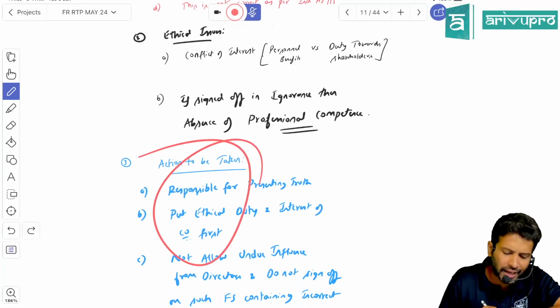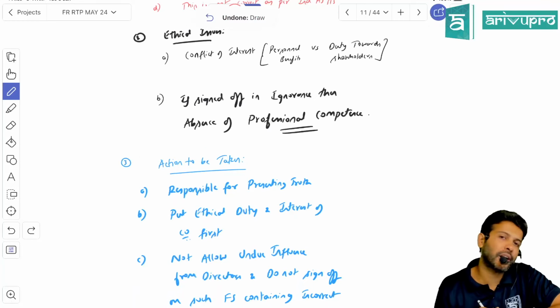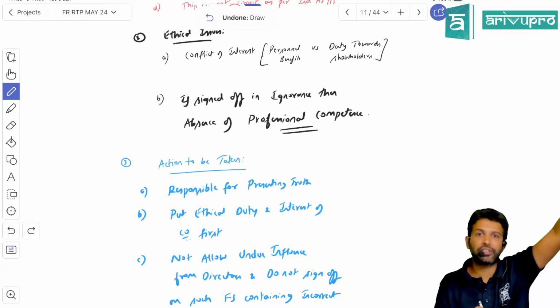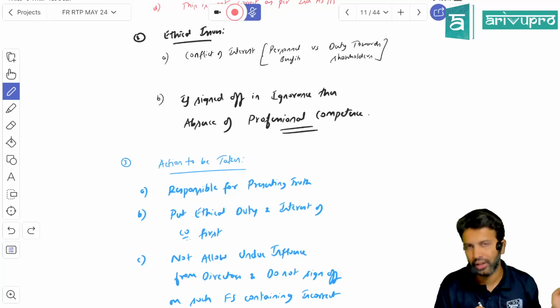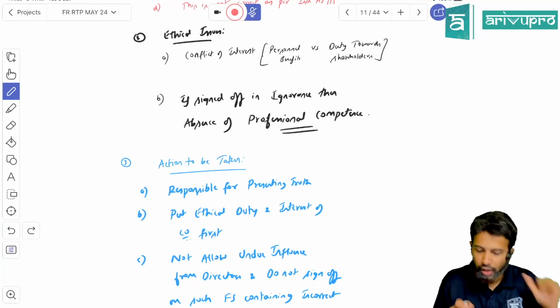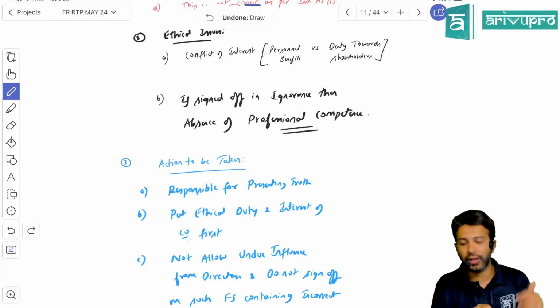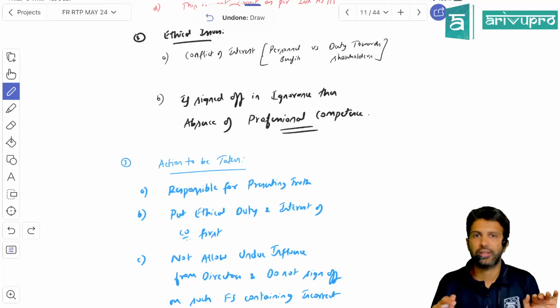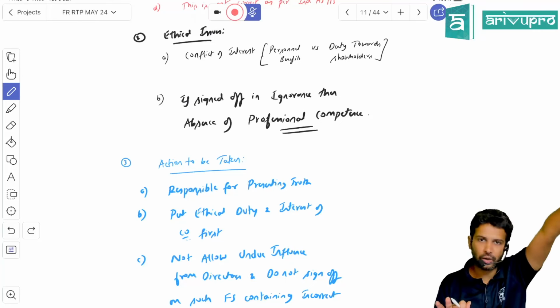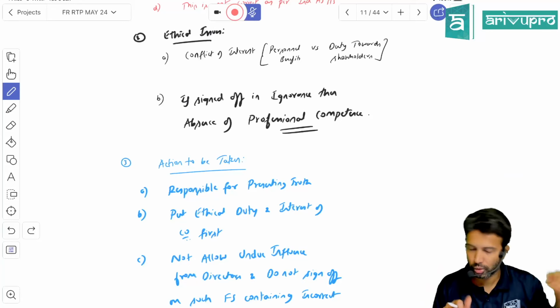Now what action does this particular CA Suparna have to take? One, she is responsible for presenting the financial statements in true and fair form. You can't violate or give some incorrect data. That is wrong. She has to always put the ethical duty and the interest of the company first. Personal interest is always secondary. First, the interest of the company and the overall stakeholders has to be adhered to. So that's what you need to write.